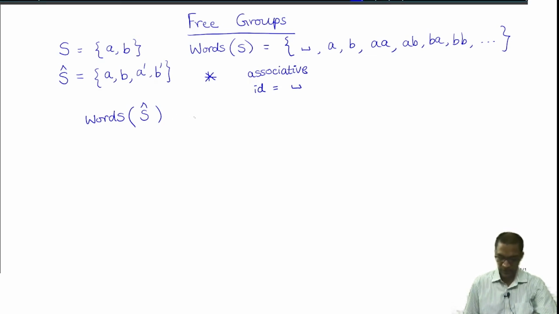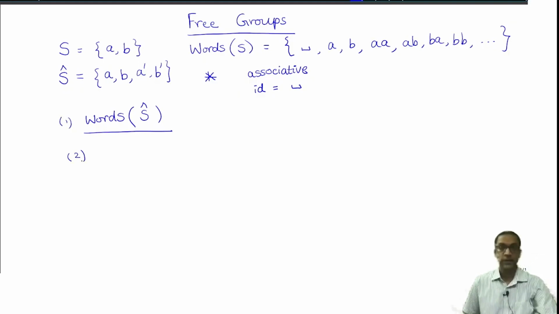So that's still a very large set. It's now got all words using A, B, A dash and B dash. It's got the empty word. It's still got an associative multiplication, and that associative multiplication still doesn't have inverses. So we have just replaced the original set, words of S, by a much larger set in some sense. But here comes the key step. So that's step 1.